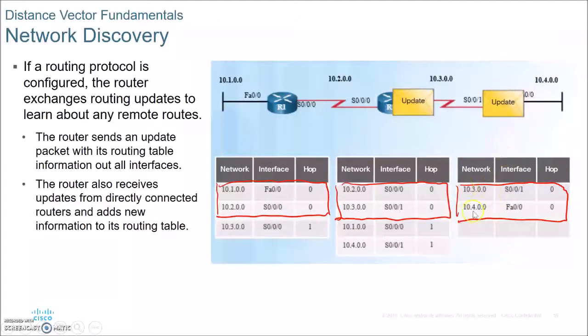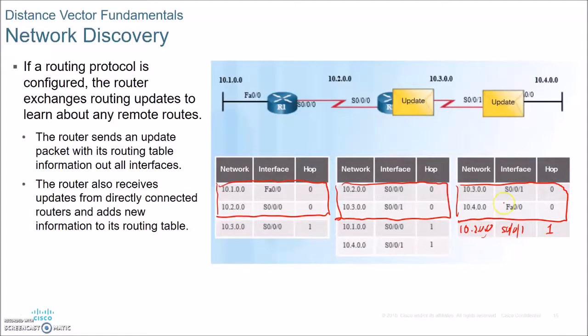How about R3 now? R3 will receive the routes for 10.2 and 10.3. Do I have 10.2? I don't. So what will R3 do? R3 will add 10.2.0.0, connected to my serial 0/1 interface. So I will send the packet out through my serial 0/1 interface if I need to send anything to 10.2. And how many hops away? I will increase by 1, so 0 plus 1 becomes 1. Now one new network will be added to R3.